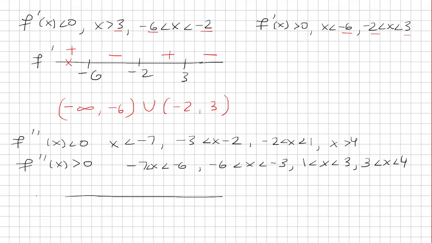So let's draw the second derivative number line. For this, we're going to include the values that we see here. So it looks like we have -7. The next one is -6. Then -3. After -3, we have a -2 here. And then a 1, 3, and a 4.